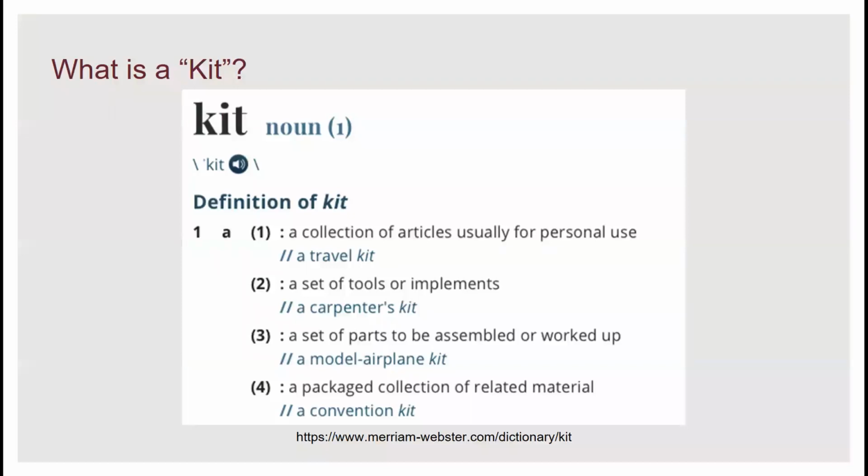Let's first look at a dictionary entry for kit. And here we see a couple of definitions: a collection of articles usually used for personal use, a set of tools or implements, a set of parts to be assembled or worked up, a packaged collection of related materials. In our context, some of these definitions are perfect as is. Others we would modify slightly to fit our exact context of forecasting for emergency supply kits. So let's see how we might use these definitions.